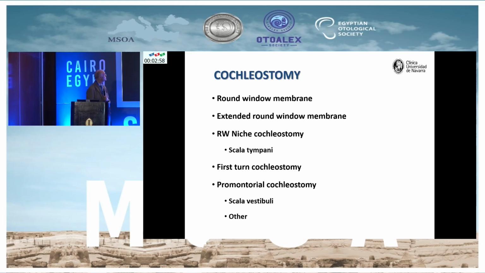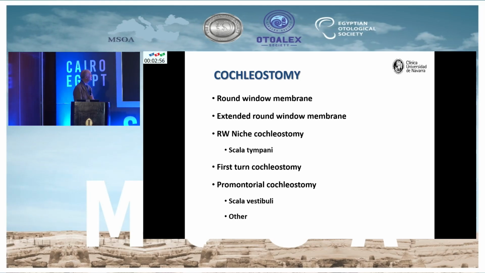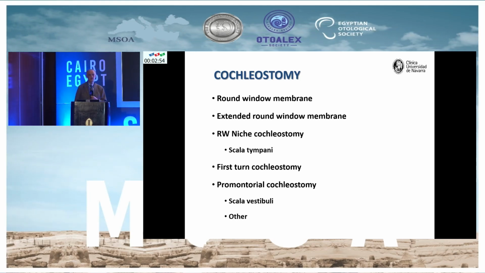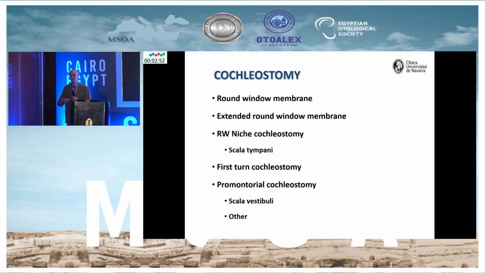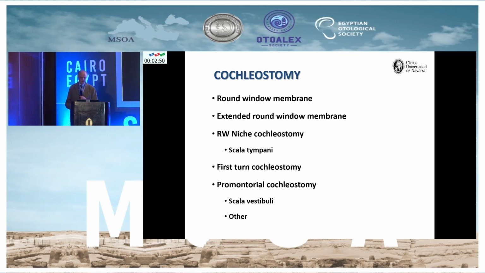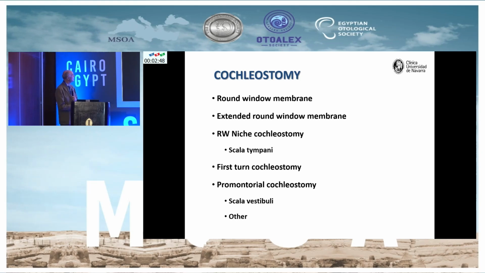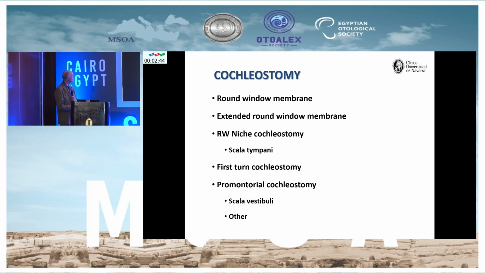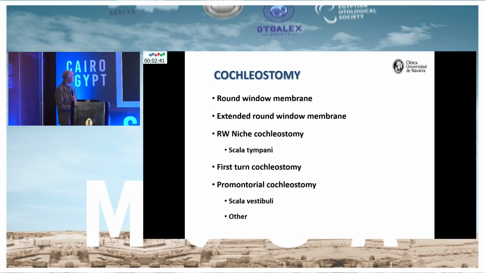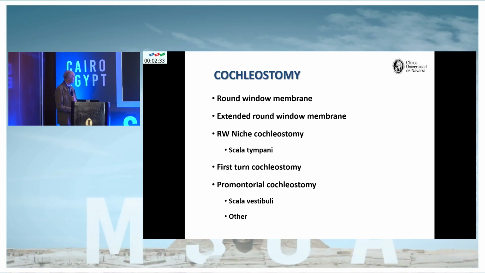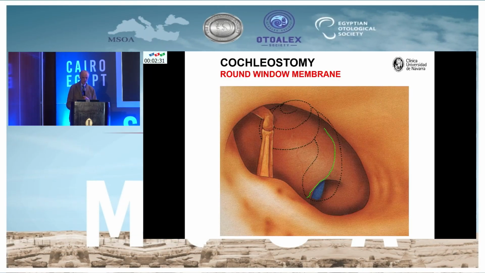So we are going to describe all these different cochleostomies in cochlear implant surgery: the round window membrane, extended round window membrane, and round window niche cochleostomy to get to the scala tympani first, and promontorial cochleostomy to give the approach to the scala vestibuli, and other cochleostomies.